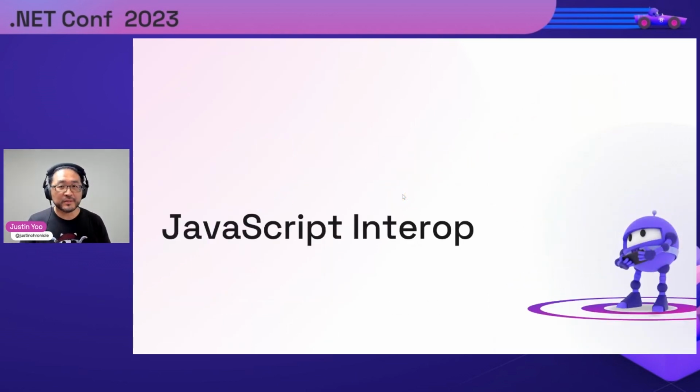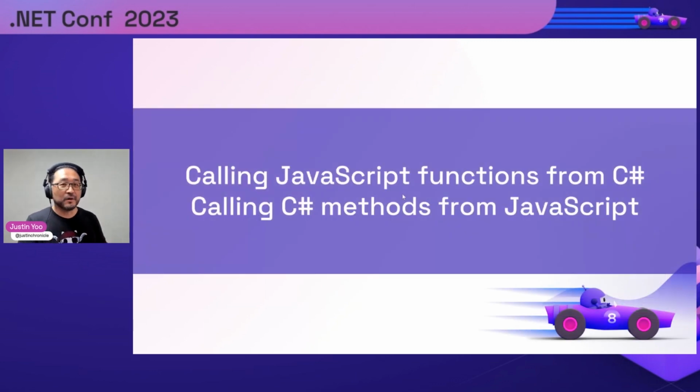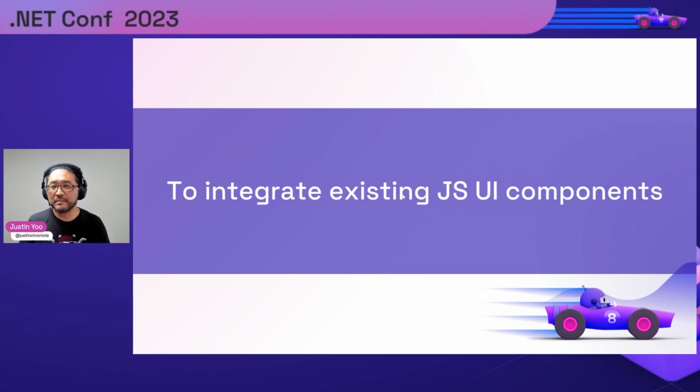Let's talk a little bit more about JavaScript interoperability nowadays. There's something we need to consider. As I mentioned earlier, with this JavaScript interoperability feature, we can call JavaScript functions directly from C# and vice versa, right? So why is it important?